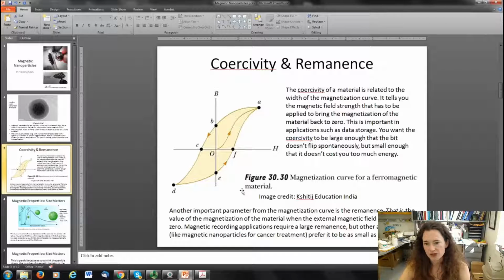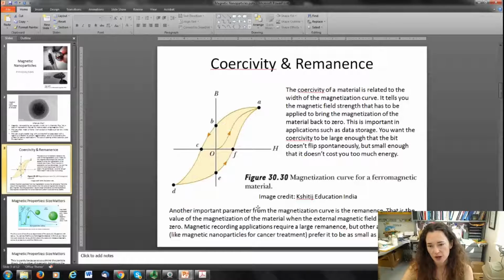Now, this is important in applications like data storage, for example. You want the coercivity to be large enough that your bit doesn't flip spontaneously. In other words, if this is a very narrow curve, then a small stray magnetic field might cause your bit to flip and your data to be lost or overwritten. However, you want the coercivity to be small enough that it doesn't cost you too much energy to write that bit in the first place. So that's an important property.